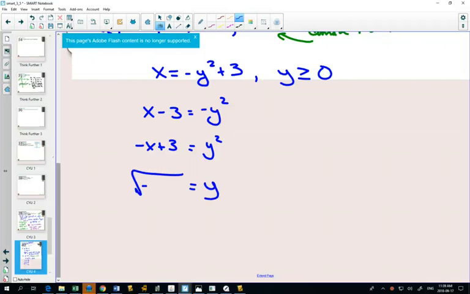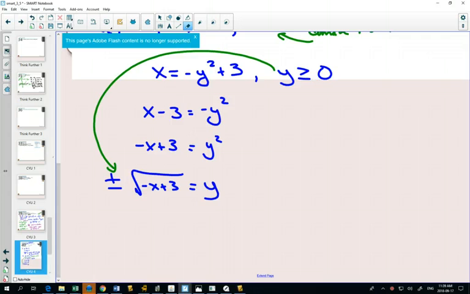Now, when we square root, we normally have plus or minus out in front when we square root both sides. But this time, since y has to be greater than or equal to 0, the only one we would have is the plus. Does that make sense? And so our equation, our inverse, is y equals the square root of negative x plus 3.